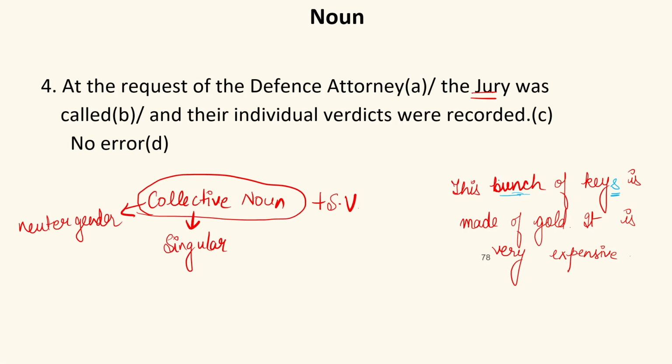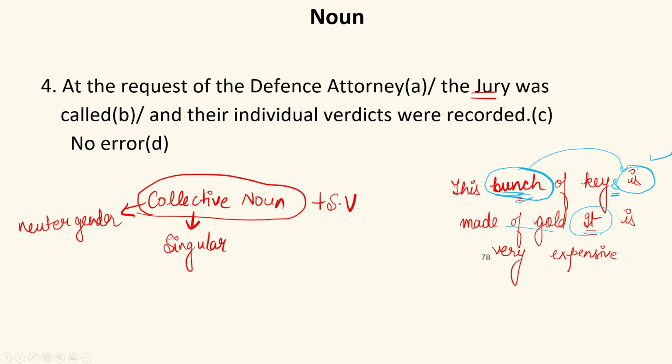Now, in this sentence, we are talking about bunch, and bunch is a collective noun, and we always consider a collective noun as singular. So bunch of keys is absolutely correct over here. Made of gold. It is made of gold. Now bunch stands for a collective noun, so we have used a singular form of verb. Bunch is also considered neuter gender, because it is a collective noun. So we have used the word it for this, because collective nouns are always considered neuter gender.